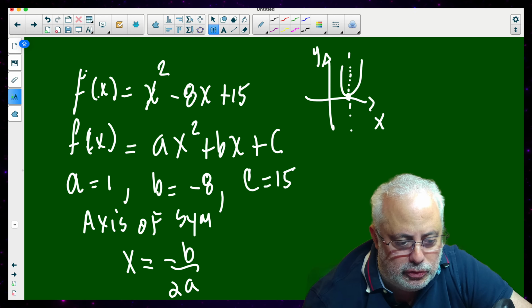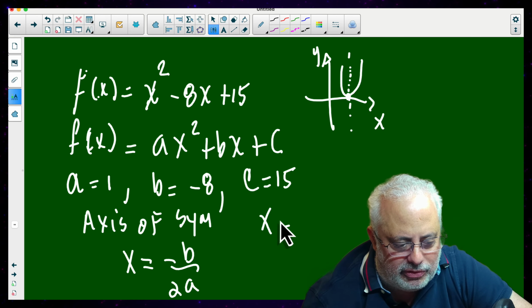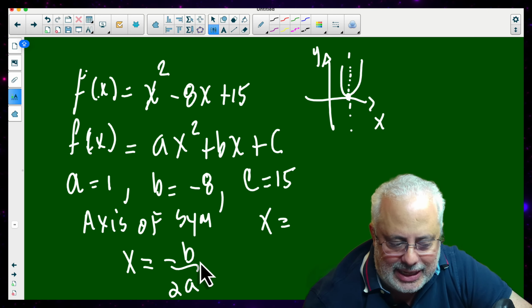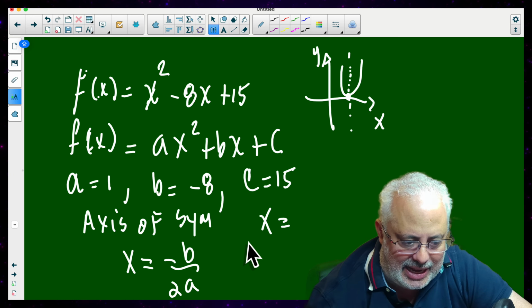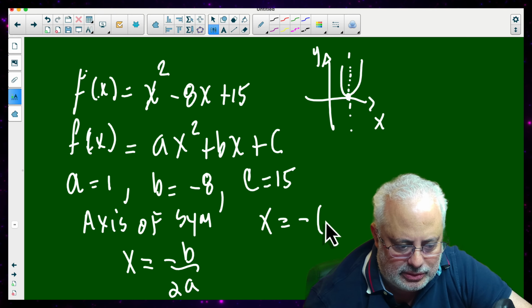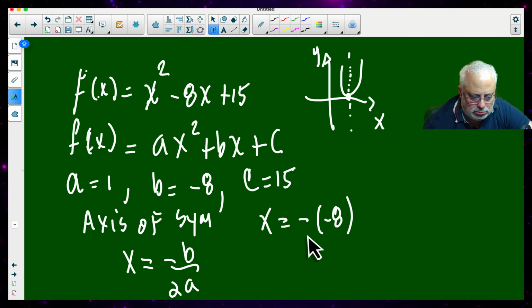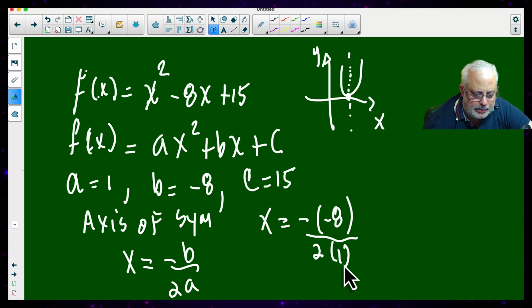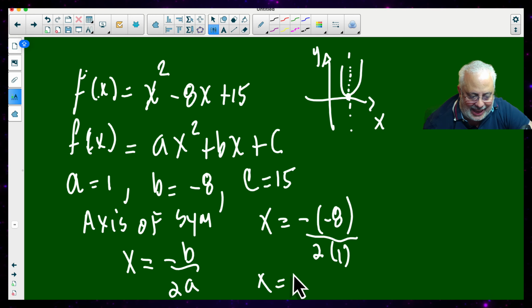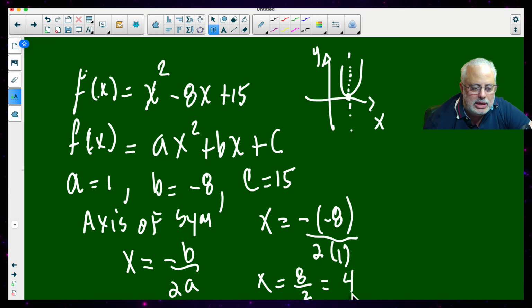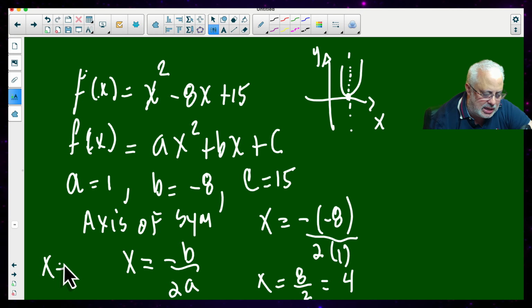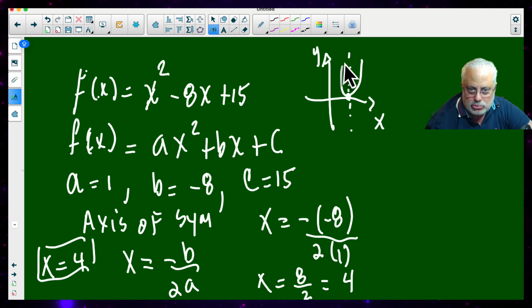That's the equation of the axis of symmetry. So it's very easy to find because I can find it by replacing b and a. Since b is -8, I have -8 divided by 2 times a, which is 1. And basically I have here 8 divided by 2, which is 4. So the axis of symmetry is x equals 4. Very nice. That line here, suppose that is x equals 4.